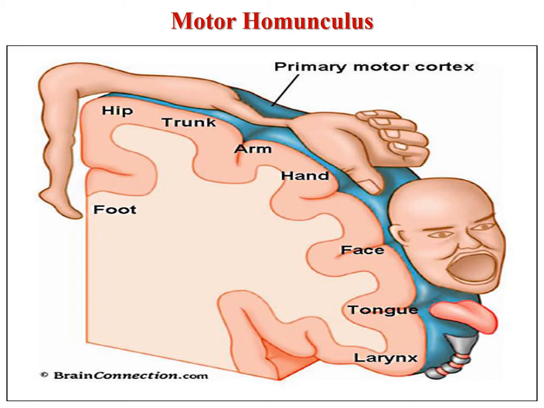You can see the fingers and thumb have a much larger representation. The face also, the tongue and larynx has individual representations because they obviously perform much more fine controlled motor movements.